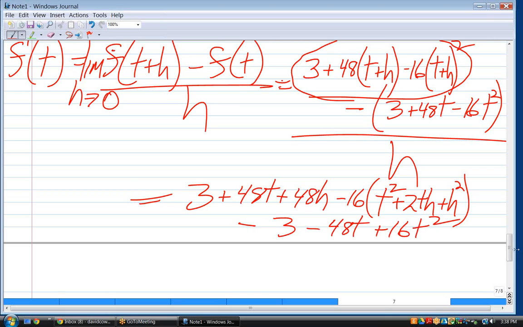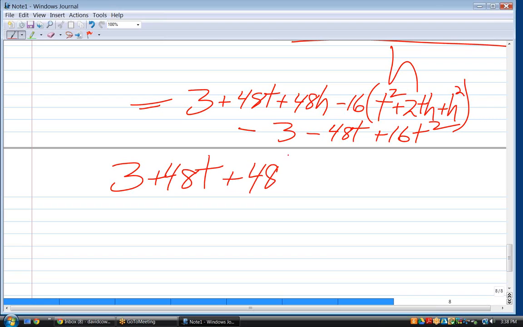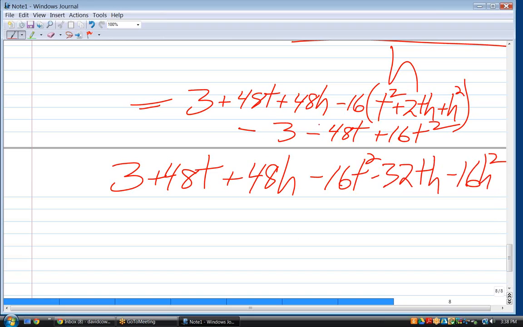Okay. Now, what do we have? Well, we should get rid of these parentheses first. So let's do that real quick. We got 3 plus 48t. That's why this is the hard way, because it's so much algebra. Minus 16t squared minus 32th minus 16h squared, and then minus the bottom, minus 3 minus 48t plus 16t squared.